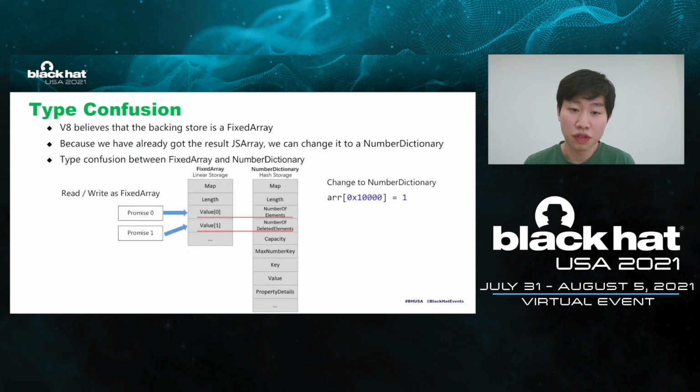So this may result in type confusion if the attacker gets the result array and there are actually still some input promises that need to be processed. V8 believes that the backing store is always a fixed array, while we can change it to a number dictionary. Suppose the first promise is settled, then V8 tries to write the result to a fixed array at index 0, but it actually corrupts the metadata field of a number dictionary.